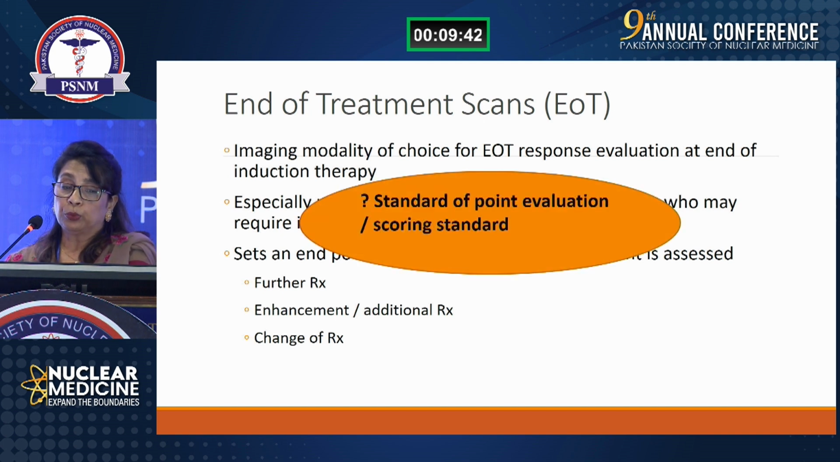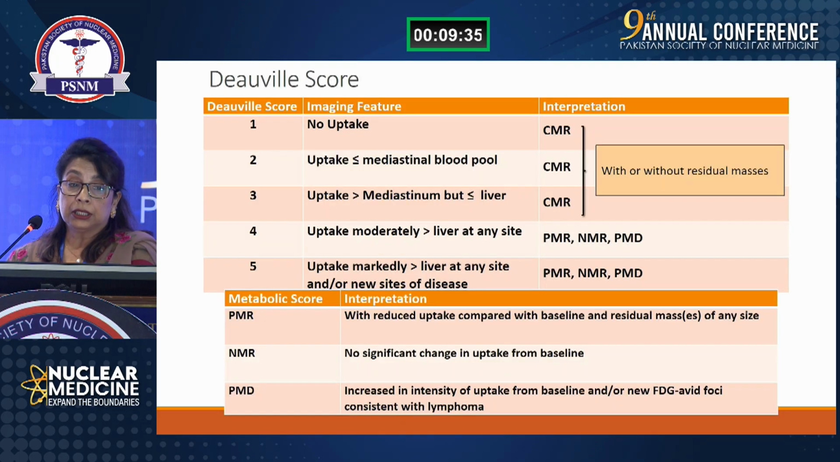So what is the standard, or the scoring standard, against which these scans are to be evaluated? This is the Deauville score, which was developed by St. Thomas and Guy's Hospital. It is based upon the visual imaging of the tumors and the uptake of the tumors. And then we have the various responses, which may be a complete metabolic response with or without residual masses, partial metabolic response, no metabolic response, or progressive disease.